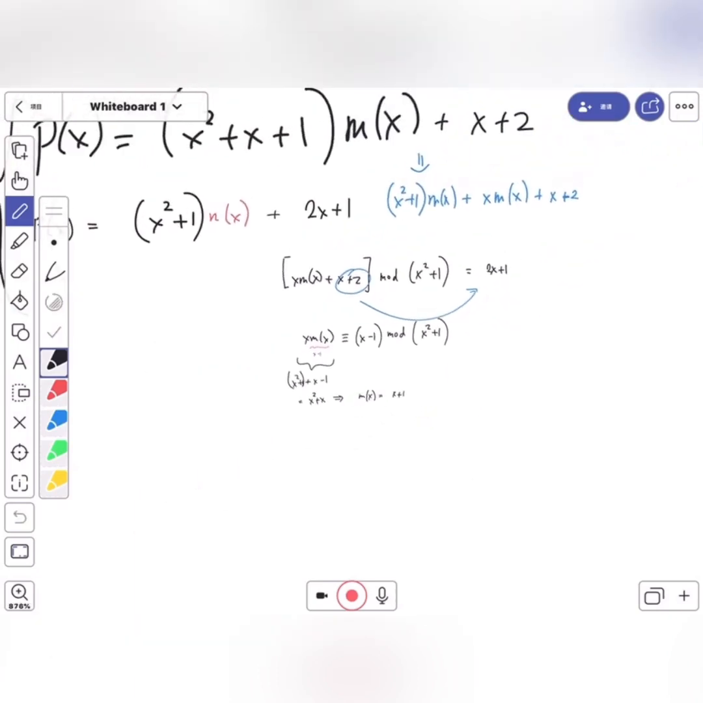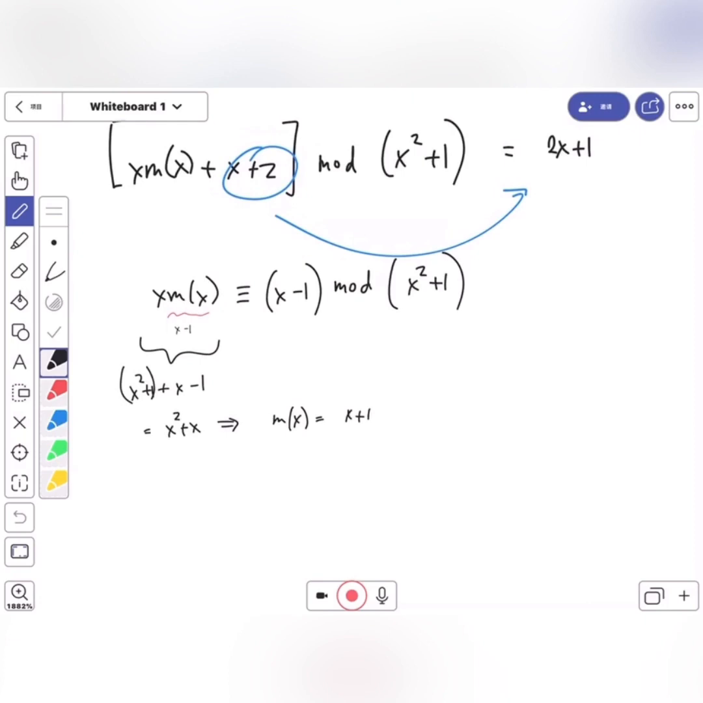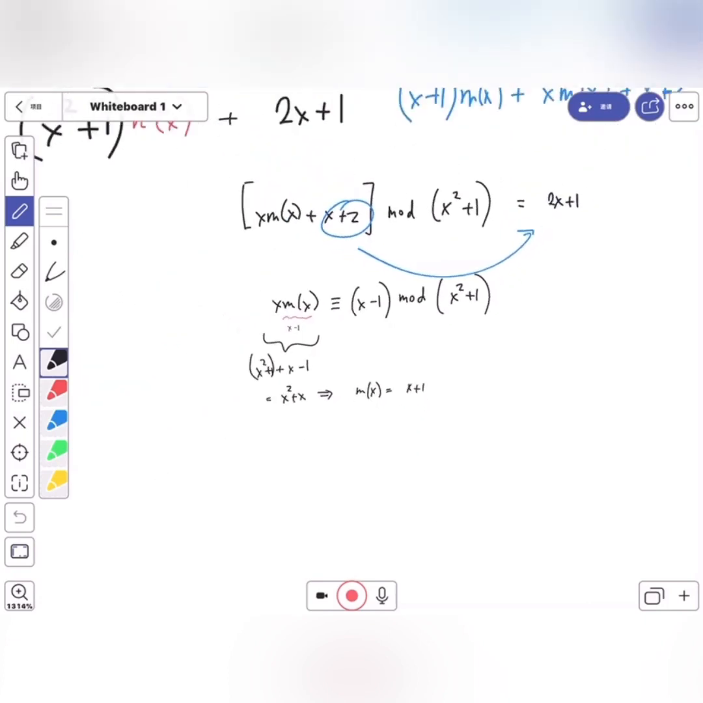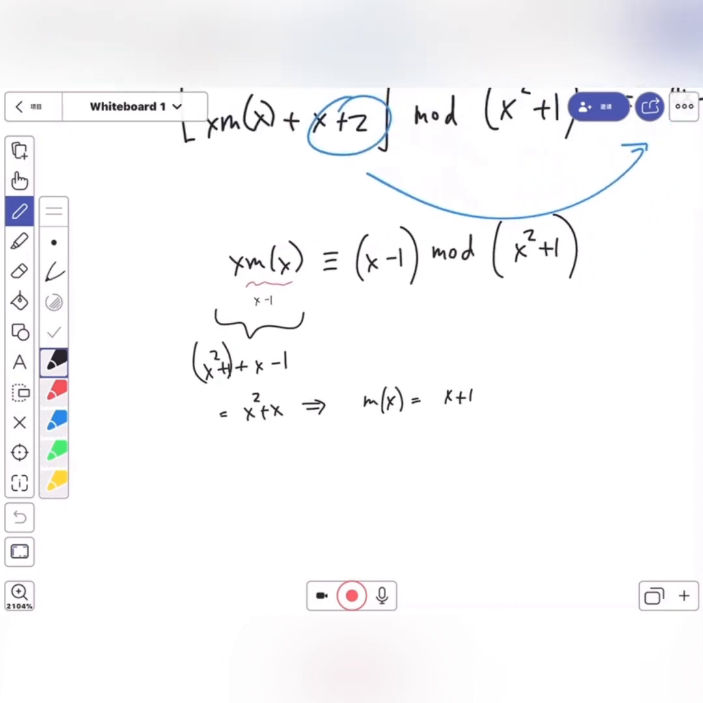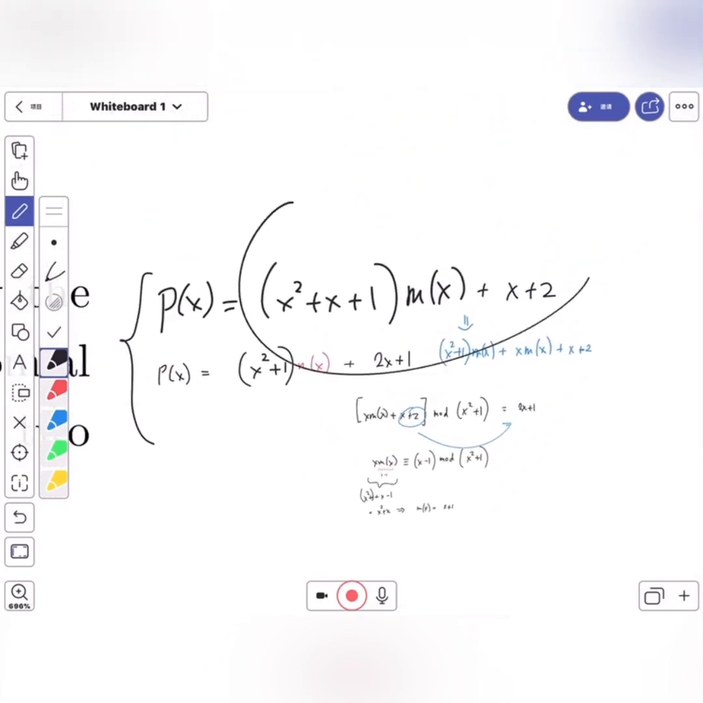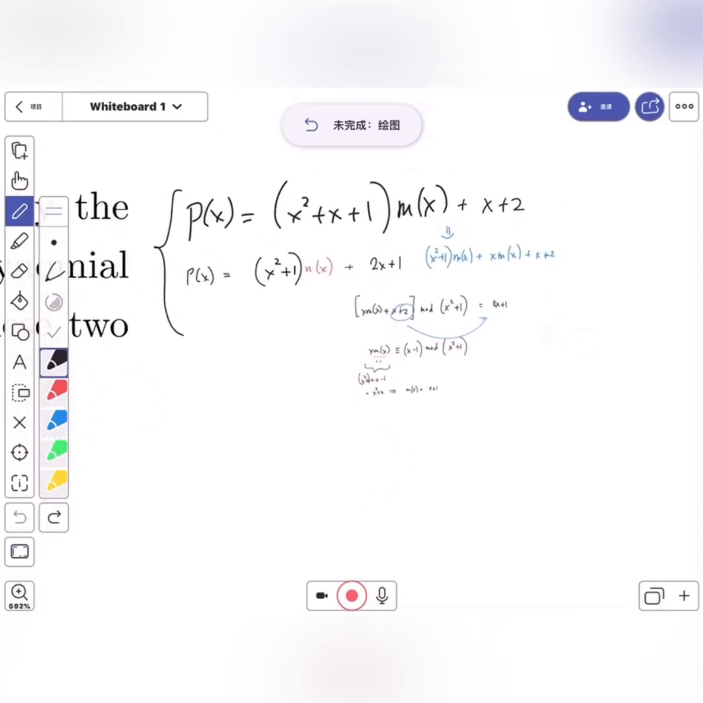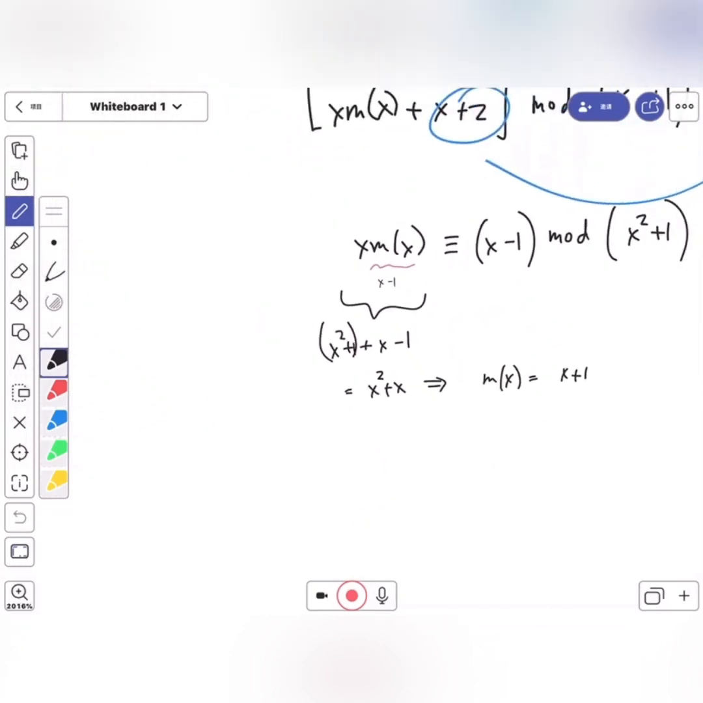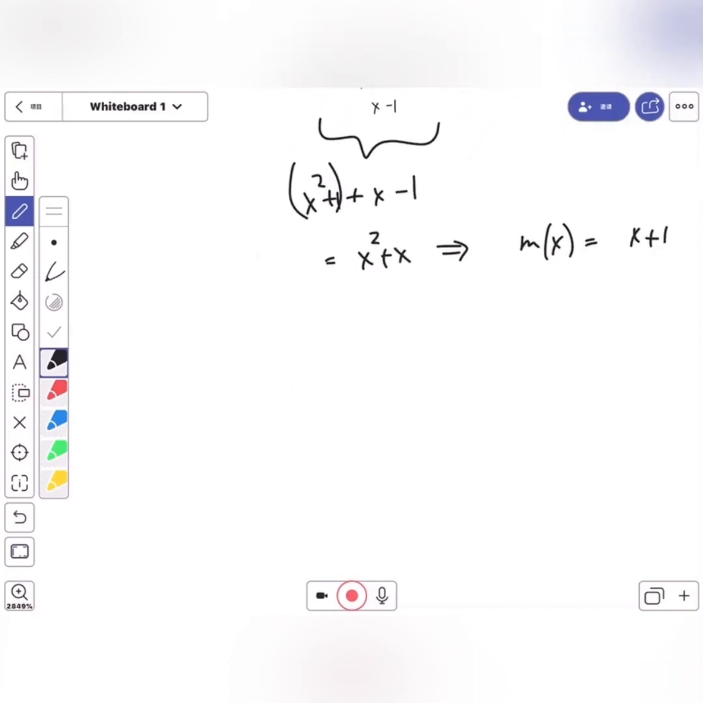Okay, alright. So if m of x is x plus 1, then what can we deduce from here? So we know m of x, then we can just simply plug into this equation and we're done. So then basically the function p of x that we want is simply x plus 1 times x squared plus x plus 1, then plus x plus 2. That is just simply equal to, we just expand this.